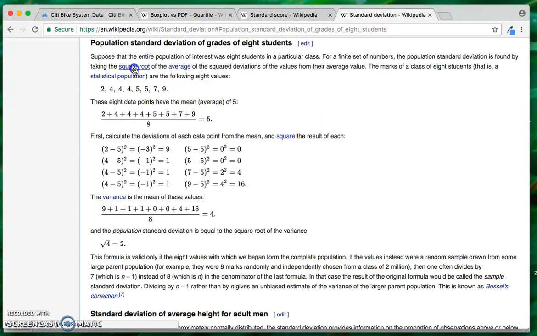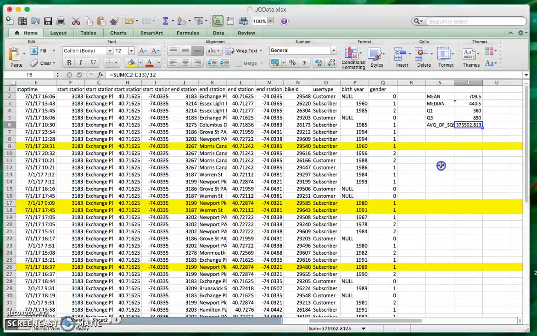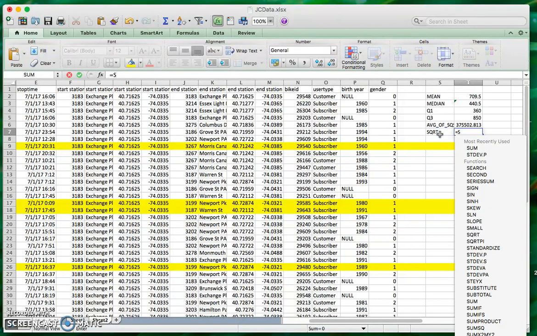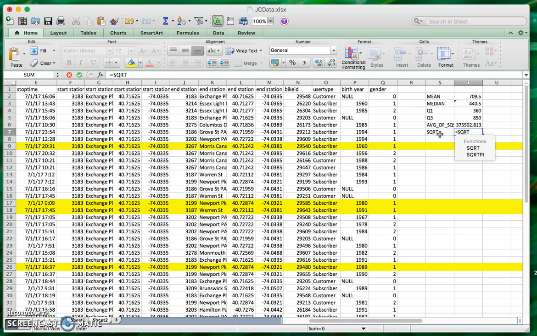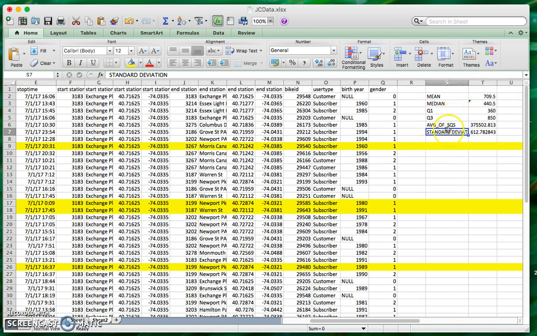Final step here, square root. So I'm going to come back here and I'm going to say square root. And that's just going to be another formula. I think it's something like square root, yep, SQRT, right, of that number. Okay, so here we have, this is actually standard deviation. Okay, see, it wasn't so bad. Again, when it's written out, it sounds really complicated. When you break it down into steps, it actually comes out pretty straightforward, right?